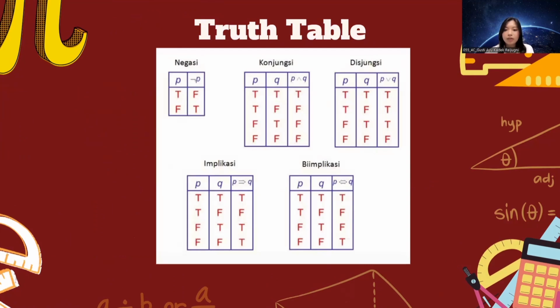Now we will learn about truth tables. The truth tables help us determine whether a logical statement is true or false. It shows all possible true and false values. What do you think, why are truth tables important? Yes, to check whether a statement is correct. Excellent answer.